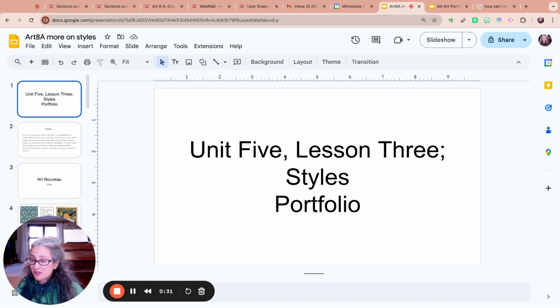It's about different art styles. You can emulate those styles or you can combine them to create your own or do your own thing. Either way, this is going to help clarify what needs to be done for the Unit 5 Lesson 3 portfolio.